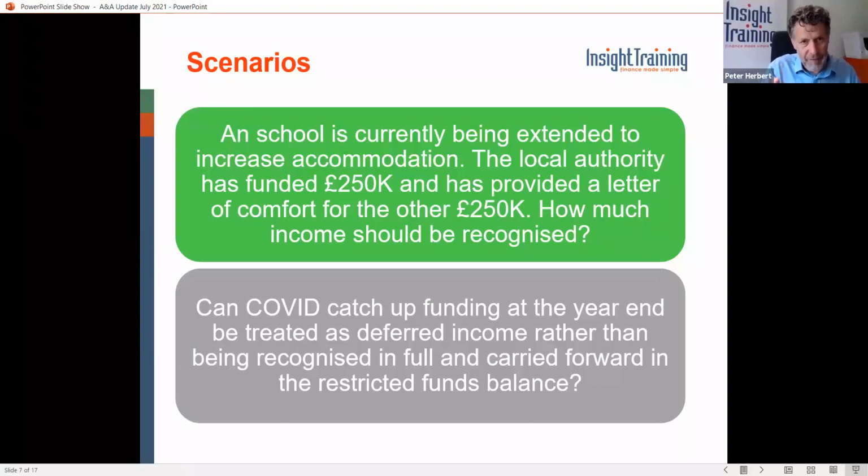So section 21 of FRS 102 on provisions interlinks as well here, but fundamentally, don't defer it. Recognise it in full and carry it forward in the restricted funds balance would be my suggestion about the way that you tackle that one.